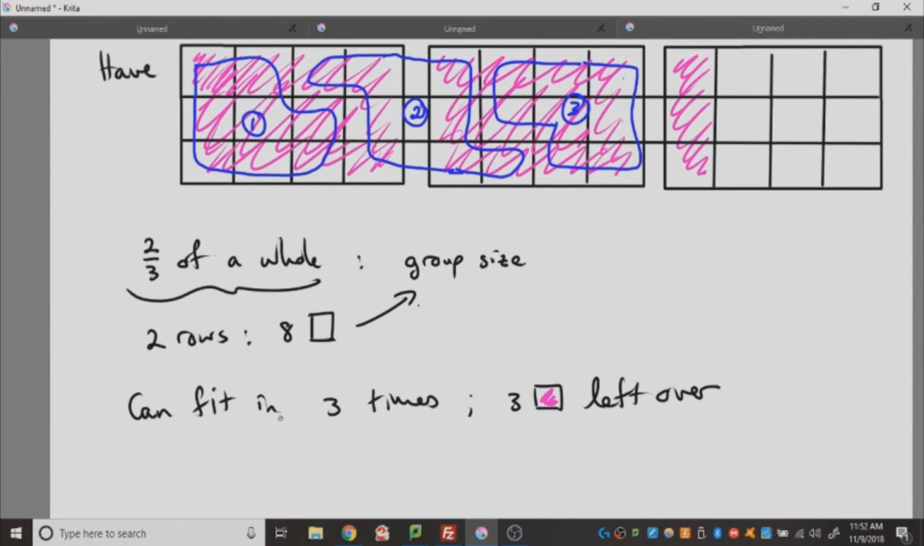So, because my group size is 8, I can say that I can fit this in 3 whole times, and then another 3/8 of a group can fit. So the answer is 3 and 3/8. So doing it a few times, it should become much easier, hopefully. Any questions on that?